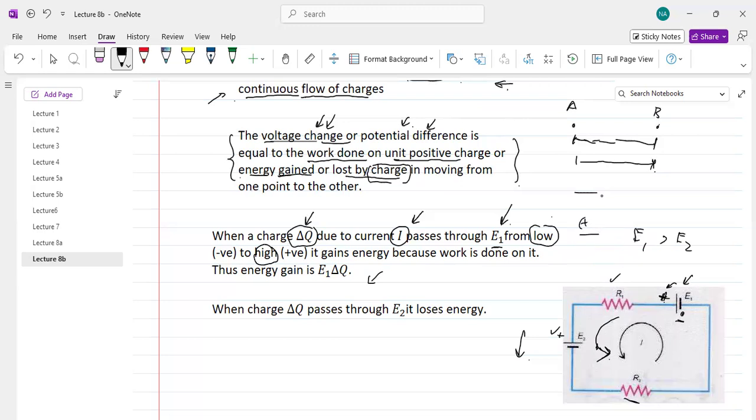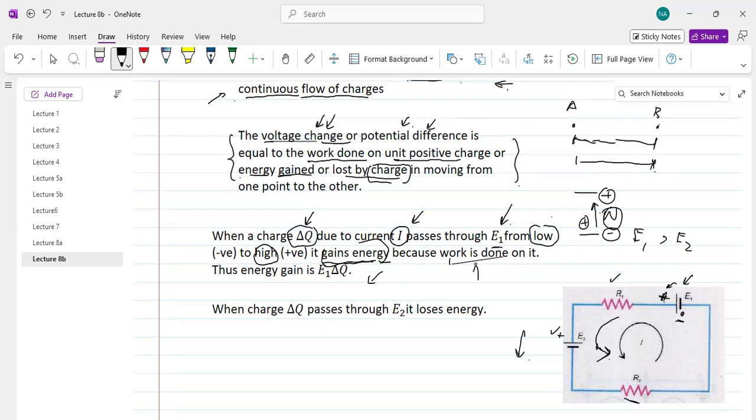If this is the positive plate, which is at the higher end, and this is the negative plate, which is at low potential. We know that whenever we want to move a charge from low potential to high potential, we must do work, and this work is stored in the form of electrical potential energy. So using this fact, we say that whenever we move from low potential to high potential, energy is gained. Due to this reason, we have written here that energy is gained.